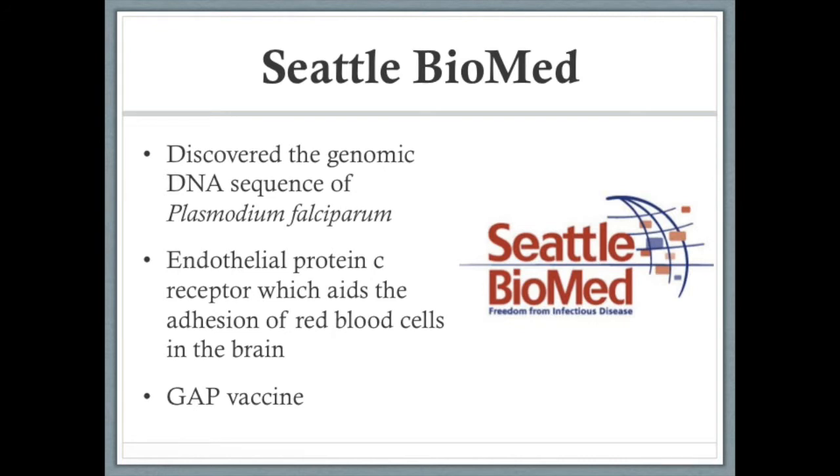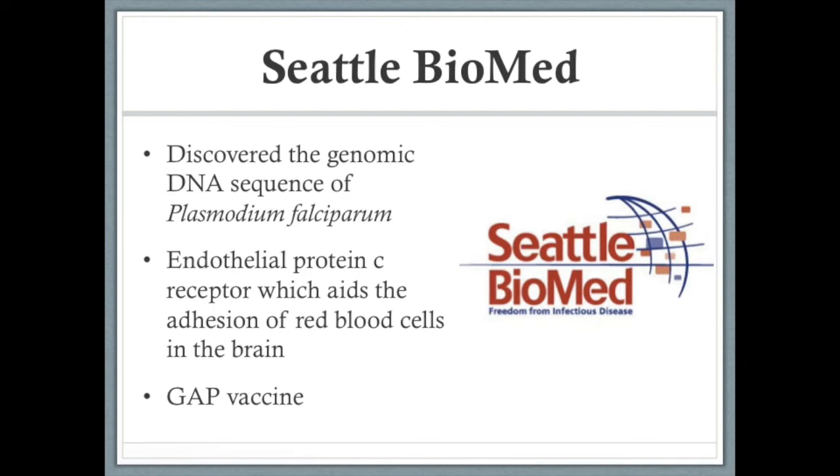Seattle Biomed is one of the largest malaria research centers in the U.S. Their focus is on discovering a vaccine against malaria for pregnant women, children, and people with liver stage malaria. In recent research, they have discovered the genomic sequence of Plasmodium falciparum.